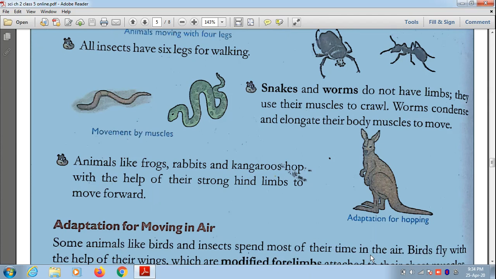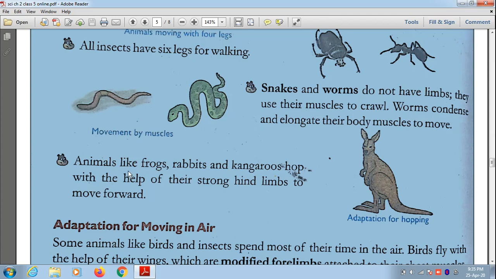Now usually all the insects bear 6 legs for walking. Snakes and worms do not have limbs. They use their muscles to crawl or they also bear plates. Worms condense and elongate their body. This organism, that is an earthworm, you have seen a lot of these earthworms even in the soil of a school ground, right? Now, what does this earthworm do? It sticks its end portion, releases the first portion, then sticks the first portion and again releases the back portion, and it keeps on moving back and forth like this.